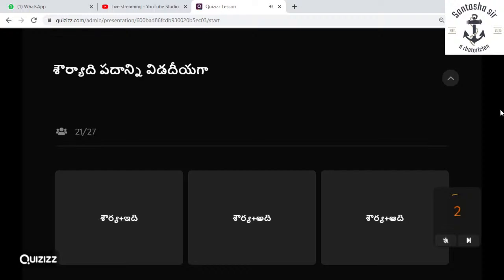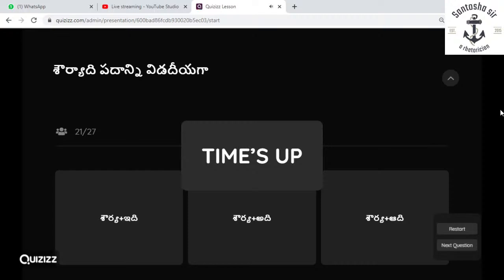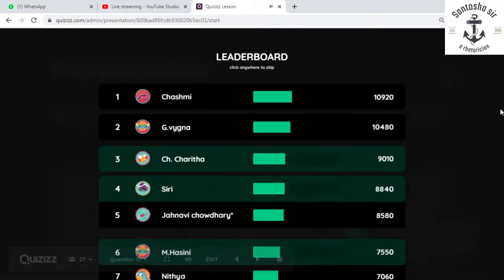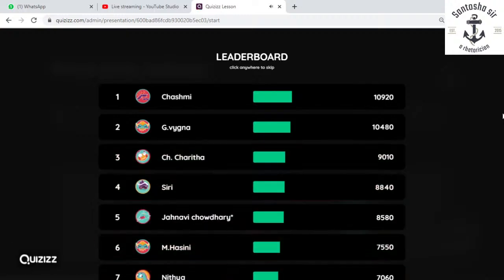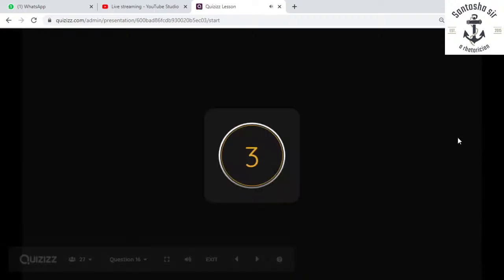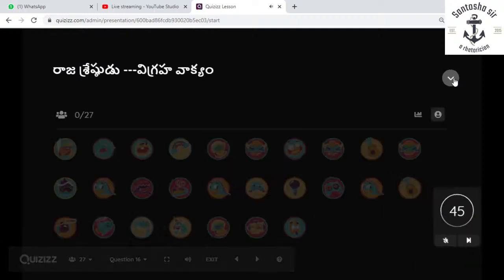Three, 2, 1, 0. Time is up. 21 members answered out of 27 participants. And the leaderboard score says Chashmi on the top, followed by Vaignya, Charita, Siri, Jahnavi Chaudhary, M. Hasini. 13 members answered this question correctly. Moving on to the next question, question number 16 on your screens now.